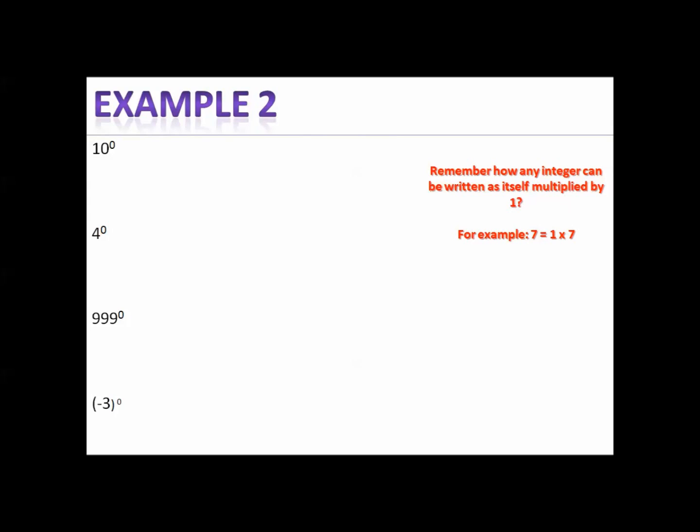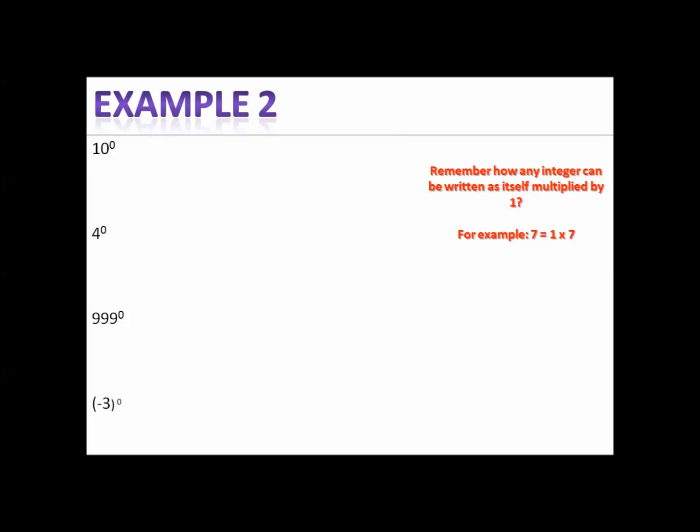Do you remember back in elementary school how any integer can be written as itself multiplied by 1? So for example, 7 equals 1 times 7. Well, let's look at that. 7 is actually 7 to the power of 1, because we're multiplying it by itself one time. As you remember, in section 2.1 we said that an exponent is the representation of repeated multiplication. So if we have 7, that's 7 to the power of 1, meaning we're only multiplying it one time. So we have 1 times 7.